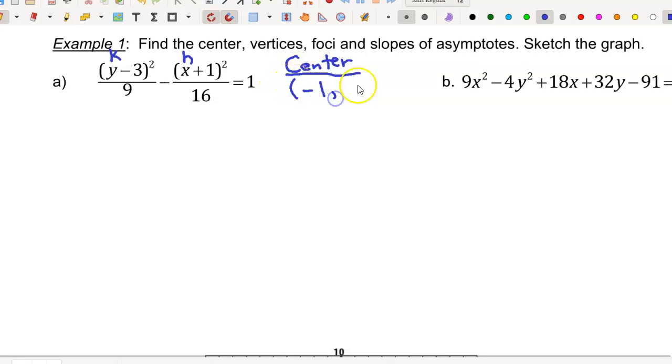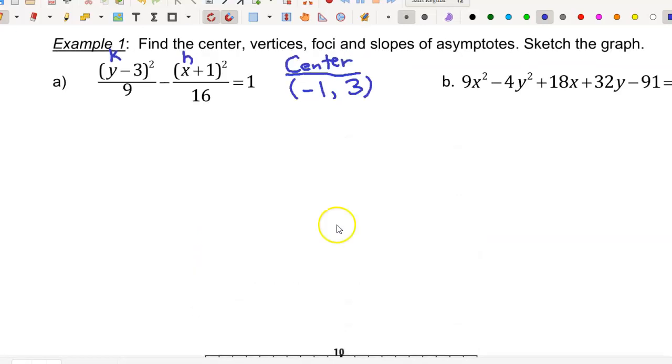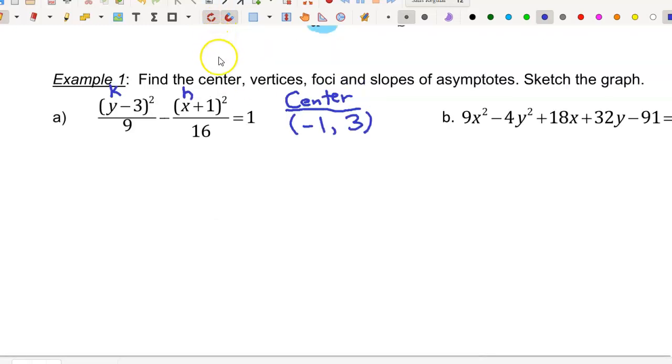-1, -3. Gotcha? Yeah. And we can graph this as we go. So we can go down here, go -1, -3. Center. Okay. Then, I'm just going to check these off as I go so I know by the end of the problem I've actually finished the problem. Sometimes that's the biggest problem. Next will be vertices.